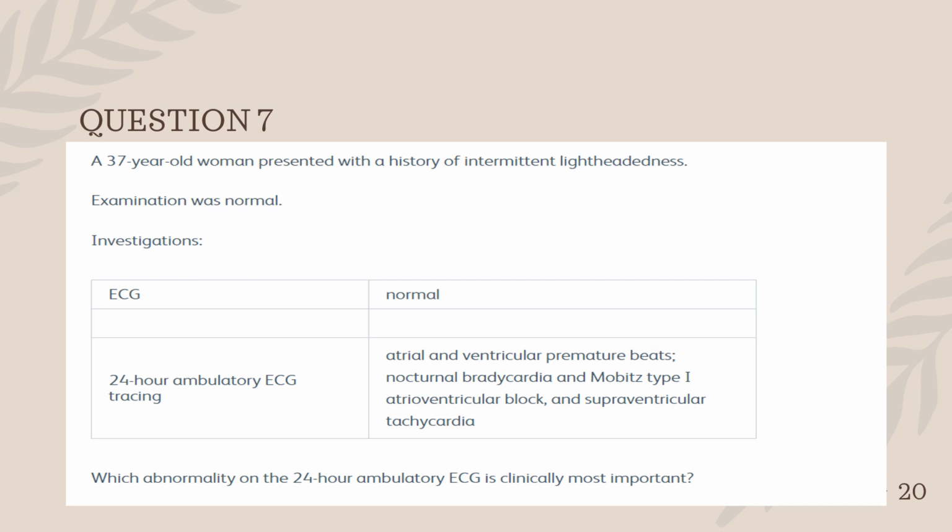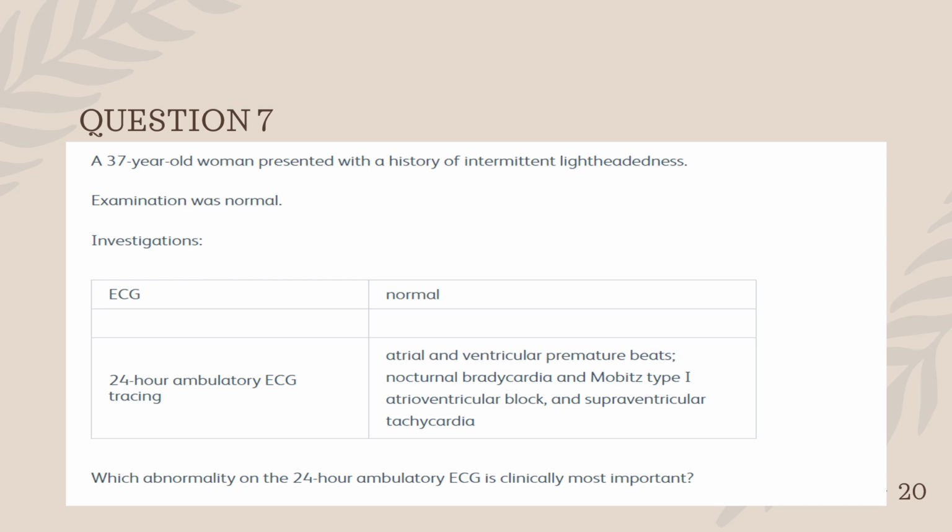What are the other antibodies in APLA? Do you remember? Anticardiolipin, anti-beta 2 microglobulin. Just look at that, okay?